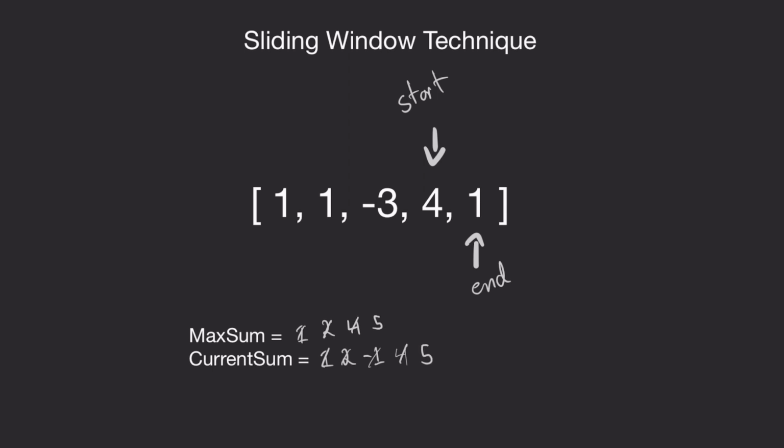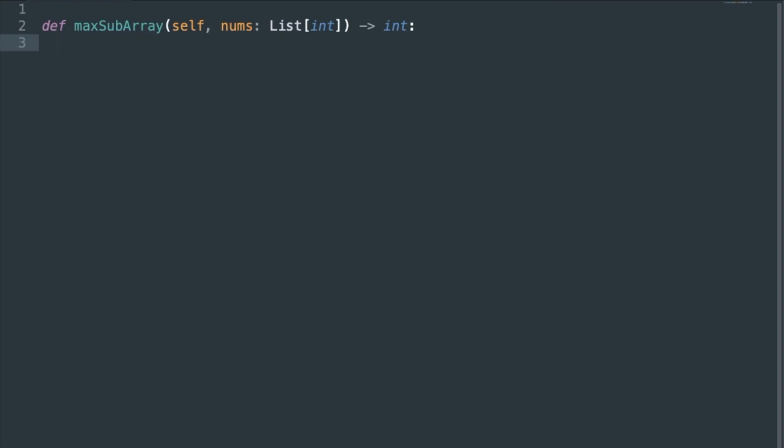If we try expanding the end pointer one more time, we're out of bounds and we know we're done. And the max sum will have our final answer, 5, which we got from the subarray that starts at 4 and ends at 1. Next, we can go over the implementation details, and after that, over the time complexity in more detail. So let's start implementing our solution.